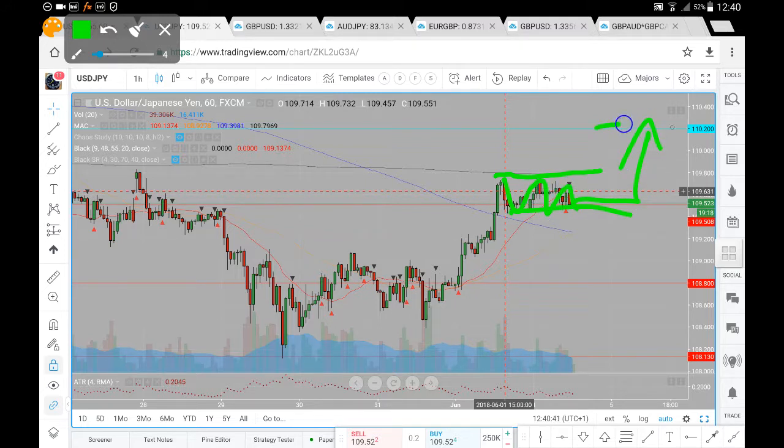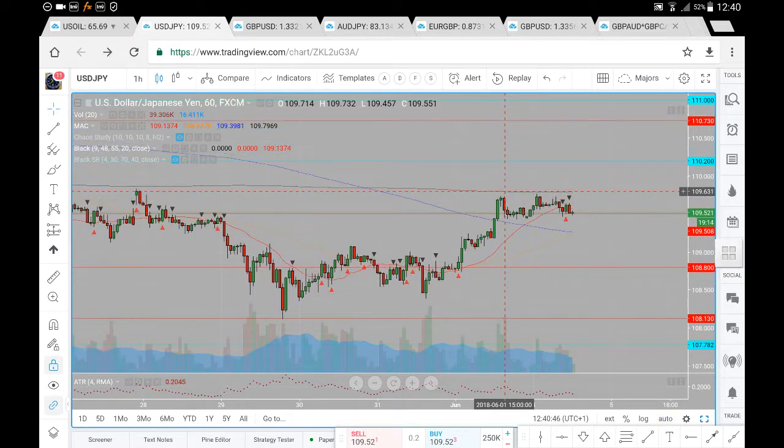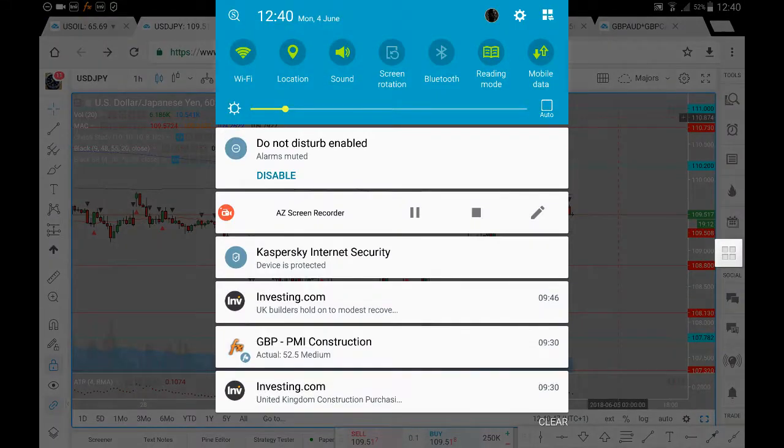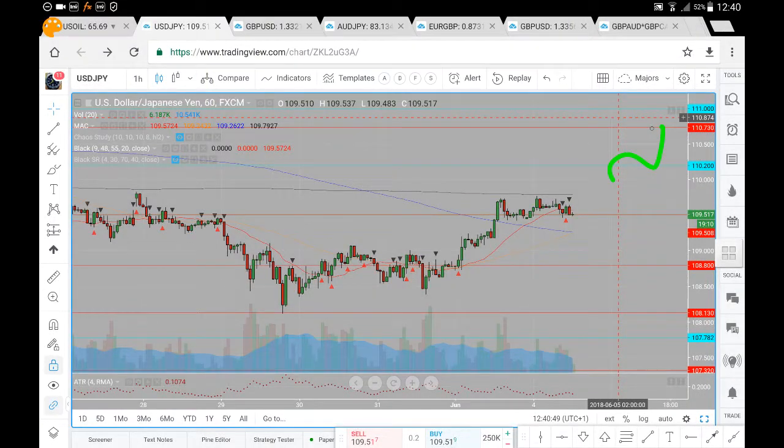So if we do hold 109.50, we're looking for a move up towards that 110.20, successful break from which the levels that we are looking at here to the upside beyond the 110.20, the move up towards 110.73 successful. And if we do head beyond the 110.73, we're looking for a move up towards that 111.